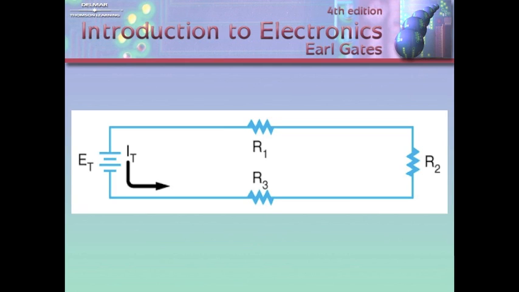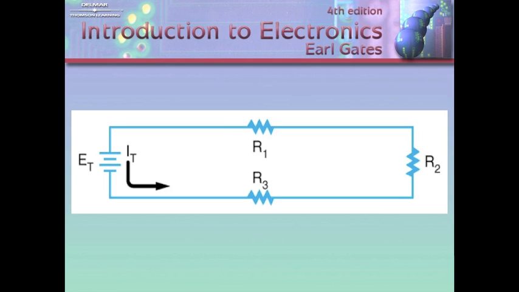Our next slide shows us a schematic diagram of a series circuit. And what we see here is that current flows negative to positive, so the current here will be flowing in a counterclockwise direction through this circuit. First it flows through R3, then it flows through R2, then it flows through R1.